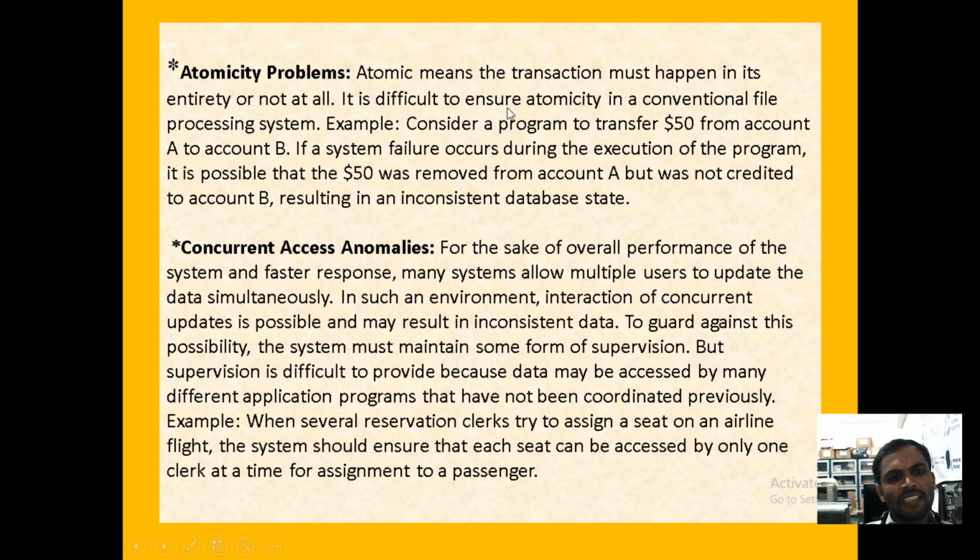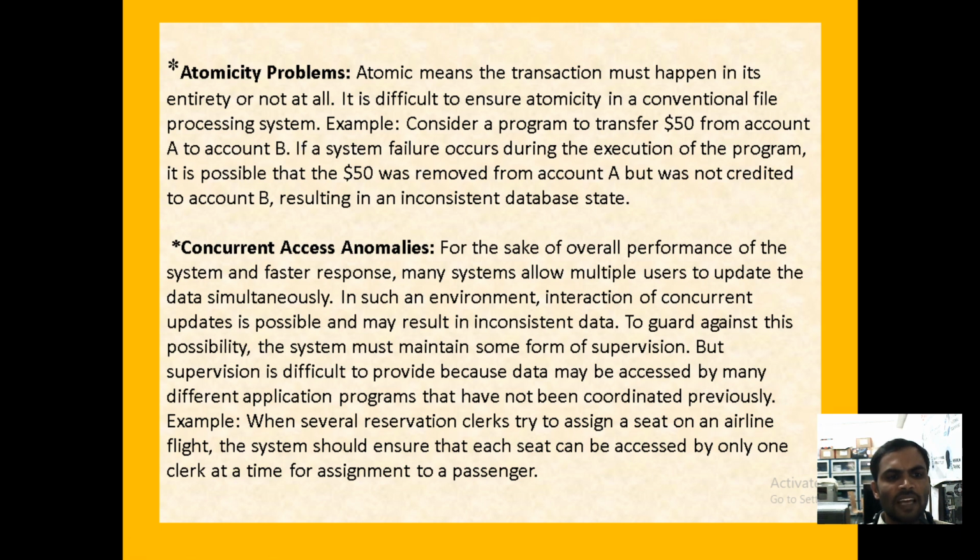Then we can call it an inconsistent database. The amount is deducted from person A but not transferred to person B. The transaction failure has occurred, meaning the transaction was not 100% completed successfully, and it is not credited to person B. This problem comes under the atomicity problem.